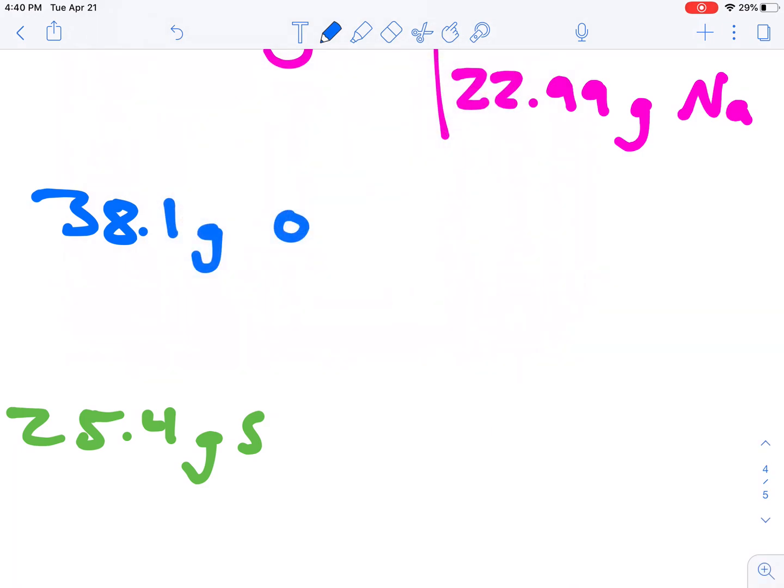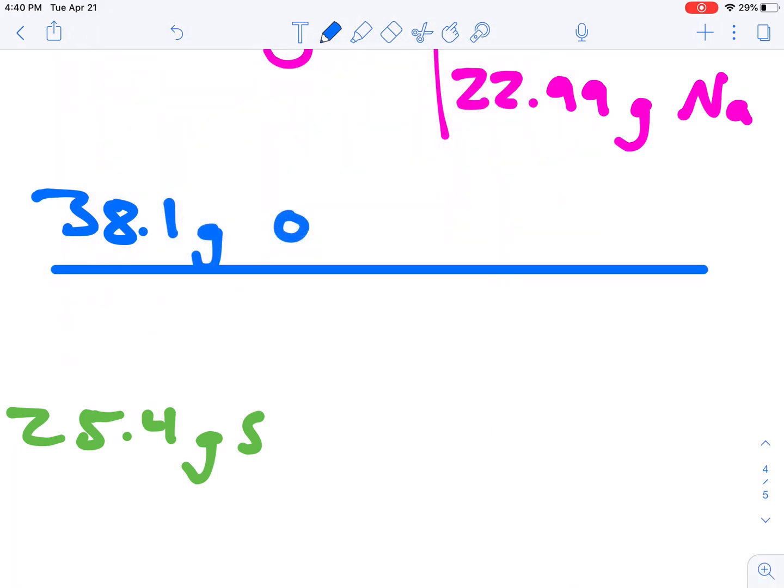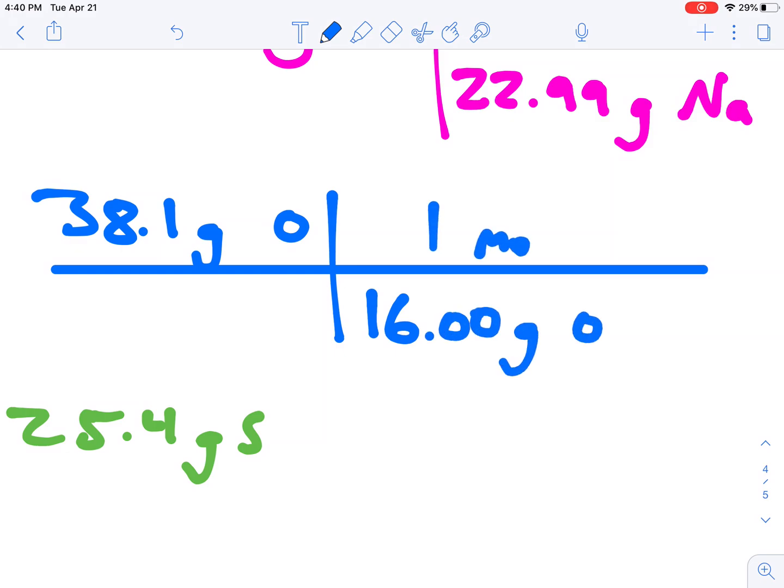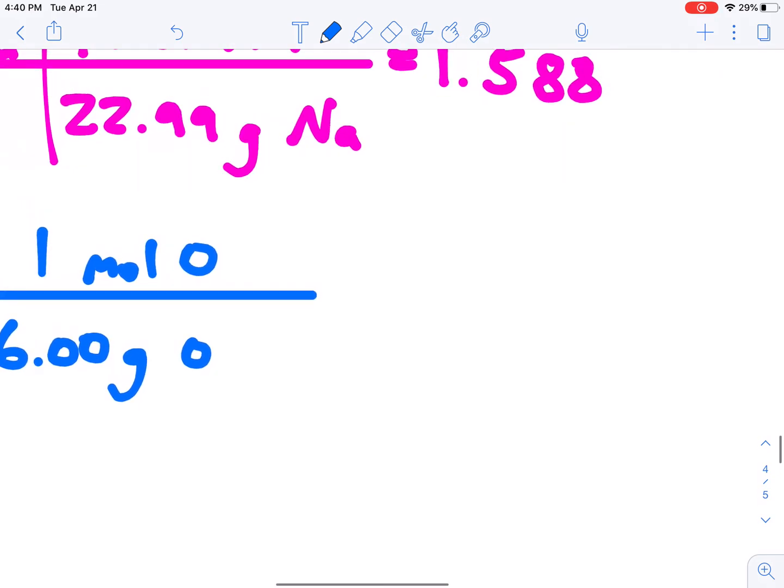We can do the same thing for oxygen. 38.1 grams of oxygen. We know that there are 16.00 grams of oxygen in every 1 mole of oxygen. When we do that math, we will get 2.381.